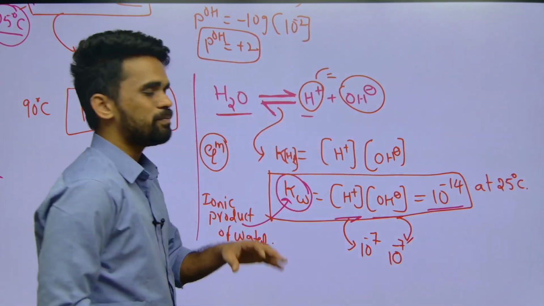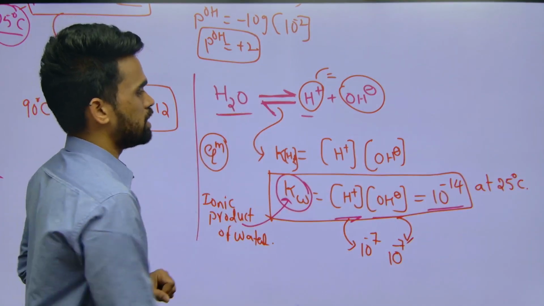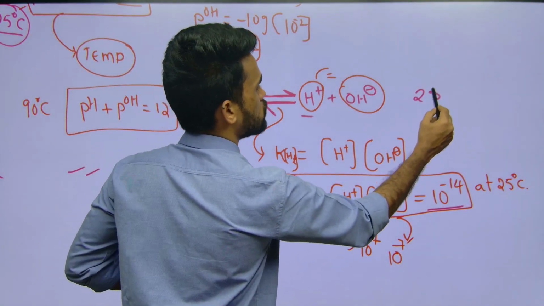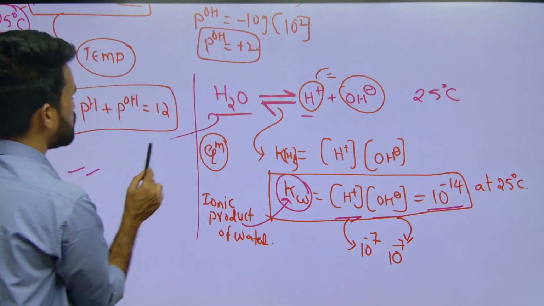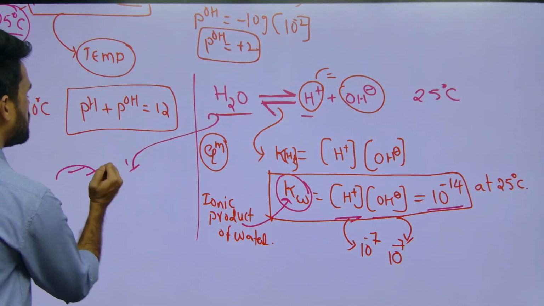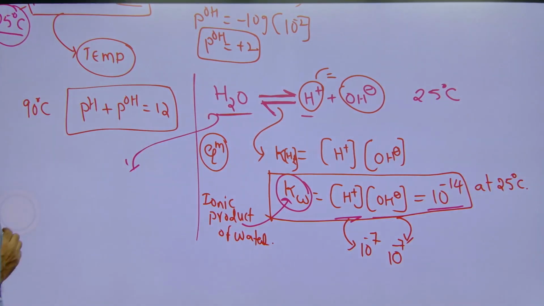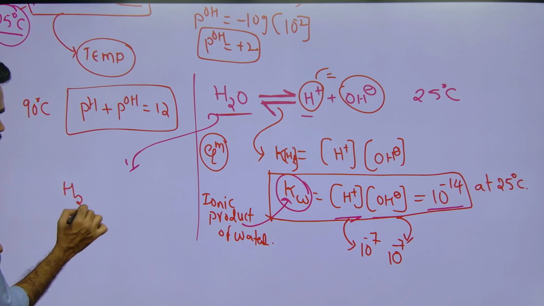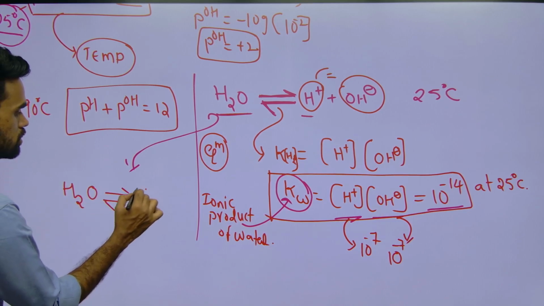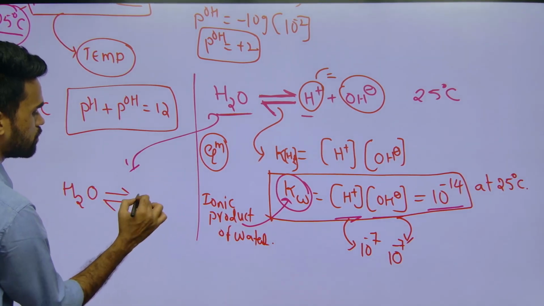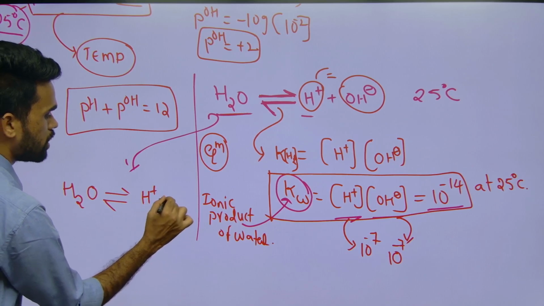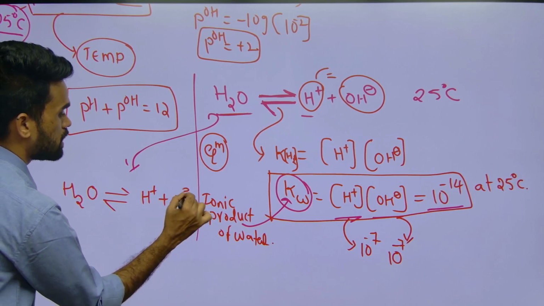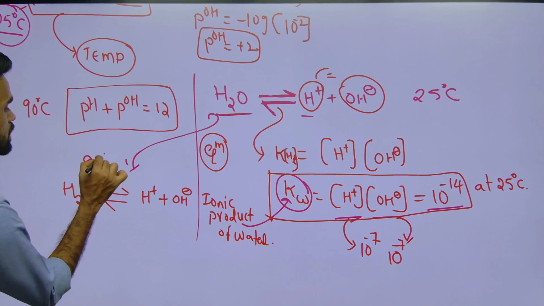Okay, so now I am taking the same water. ఇదే వాటర్ని నేను 25 degrees దగ్గర డిసోసియేషన్ కాకుండా నేను దీన్ని ఇప్పుడు 90 degrees Celsius దగ్గర డిసోసియేట్ చేసామనుకోండి, you will get same dissociation but the values are different. Same H plus ion, same OH minus ion, but at what temperature? This is at 90 degrees Celsius.